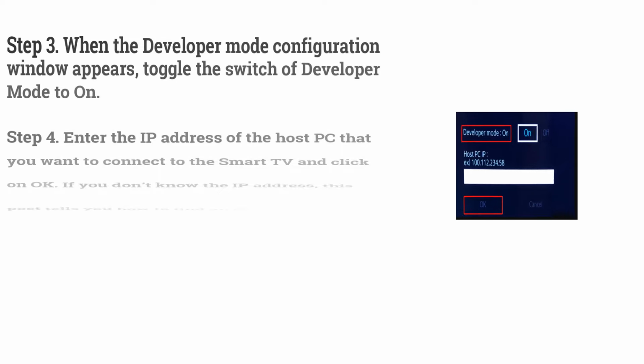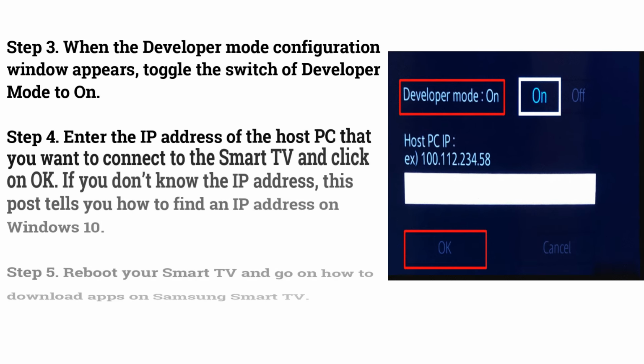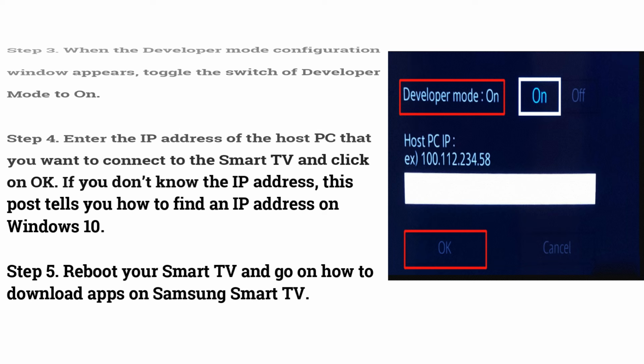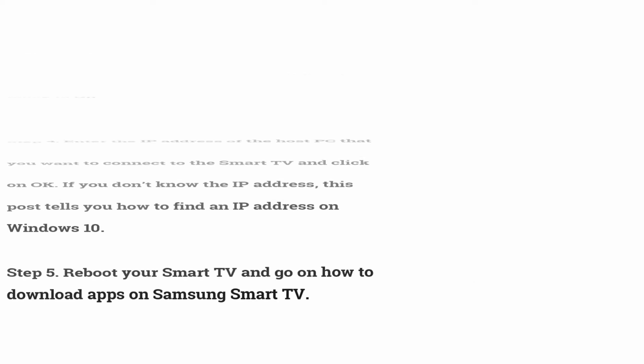Step 3. When the Developer Mode configuration window appears, toggle the switch of Developer Mode to on. Step 4. Enter the IP address of the host PC that you want to connect to the Smart TV and click on OK. If you don't know the IP address, this post tells you how to find an IP address on Windows 10. Step 5. Reboot your Smart TV and go on with how to download apps on Samsung Smart TV.